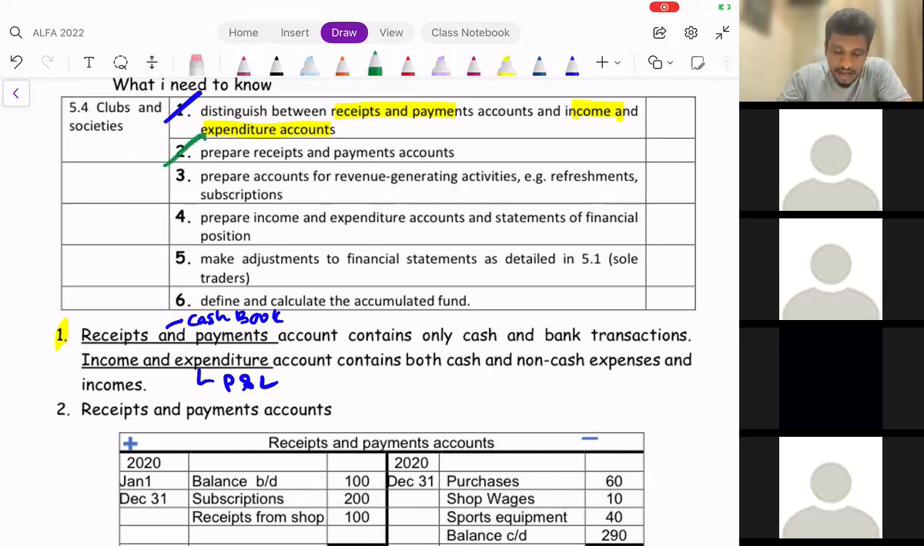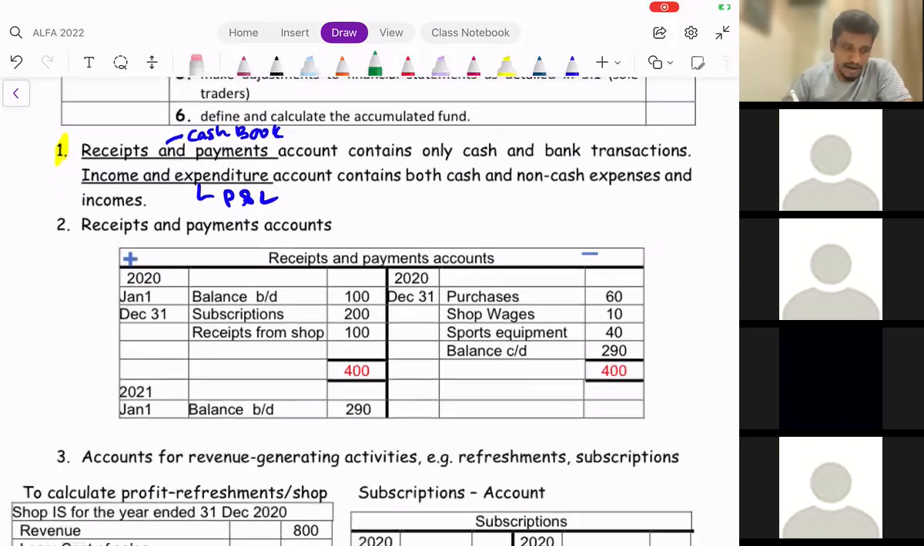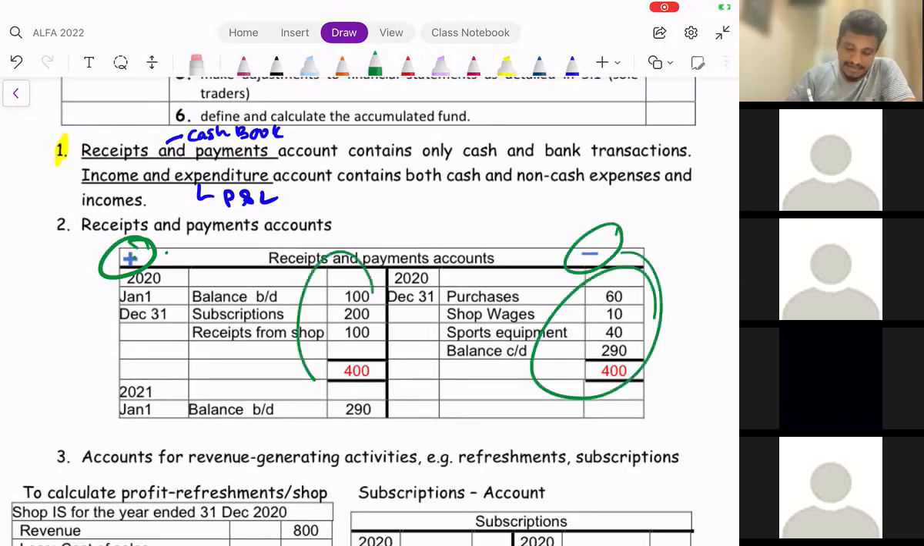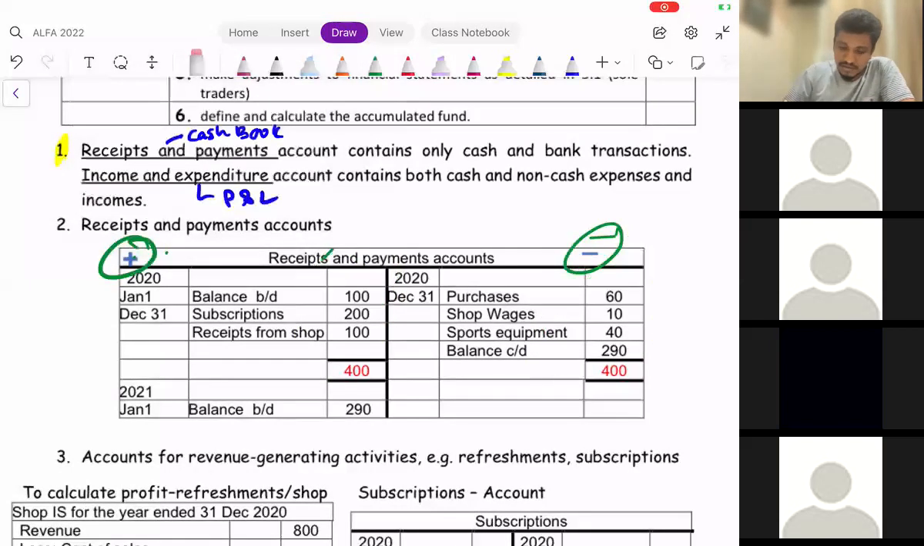Second, you need to know how to prepare the receipt and payment account. I give you one example. All the money in will be on the debit side. All the money out will be on the credit side. Money in, money out. First we start with balance b/d.